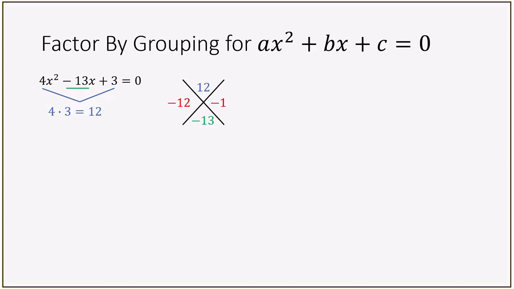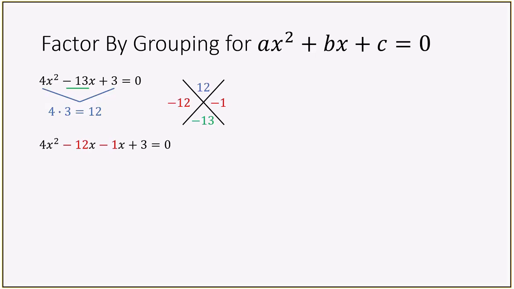Now, what I'm going to do is rewrite my equation with this new information. In particular, I'm not going to change the first term at all. I'm not going to change the last term at all. I still have my 4x squared. I still have my 3. I'm going to change my middle term. So I broke up my middle term and I took that negative 12 from that big X on the top right. And I took the negative 1 from that as well. And so I'm going to rewrite my equation as 4x squared minus 12x minus 1x plus 3 is equal to 0.